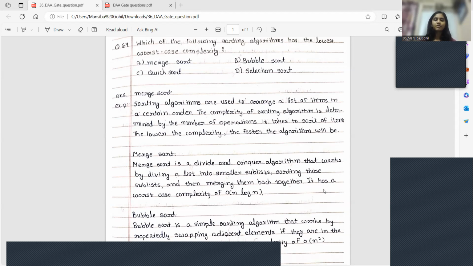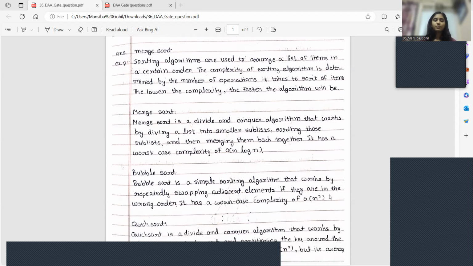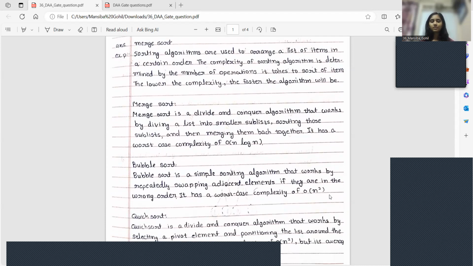The next option that we have is the bubble sort. Bubble sort is a simple sorting algorithm that works by repeatedly swapping adjacent elements if they are in the wrong order, and it continues doing so until they are in sorted order. The worst case complexity of it will be O(n^2).